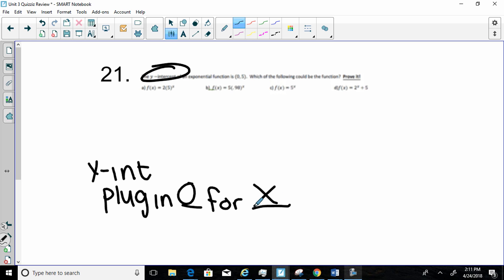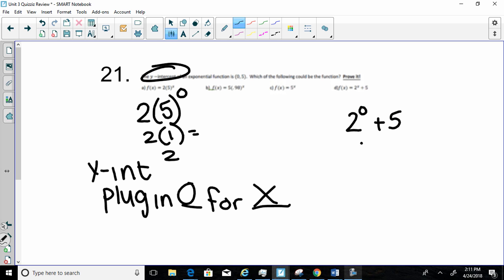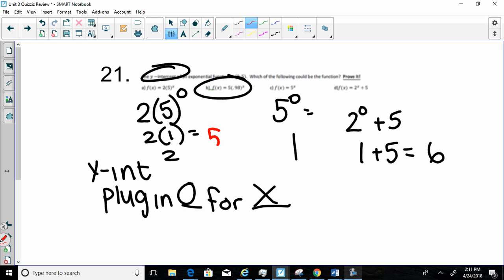So let's try this one. When I plug in 0 for x, do I multiply first or do exponents? So what's anything to the 0 power? 1. What's 2 times 1? Is that 5? No, what's the only one that gives you 5? Nope, because 2 to the 0 is what? 1. What's 1 plus 5? 6. Then this one, what's 5 to the 0 power? 1. So that's not 5. So this is the only one that works, because if I do 5 times 0.9 to the 0 power, what's anything to the 0 power? What's 5 times 1? That's what I want.